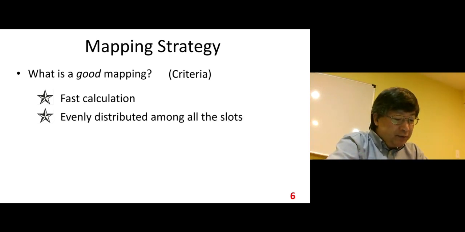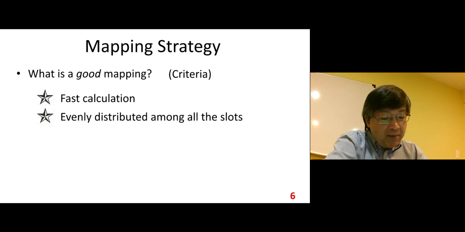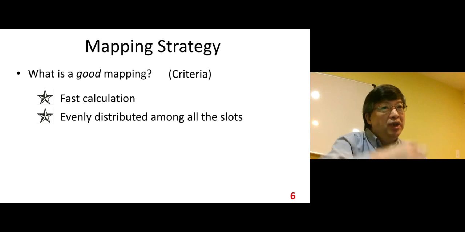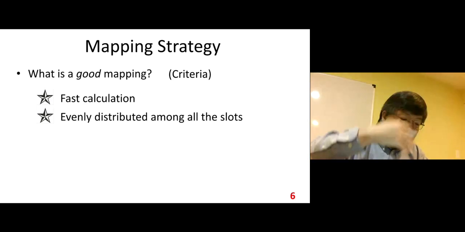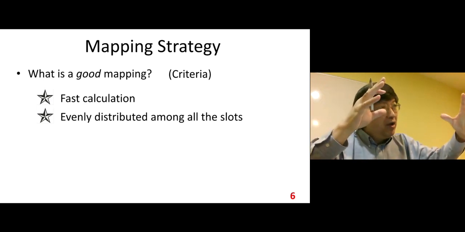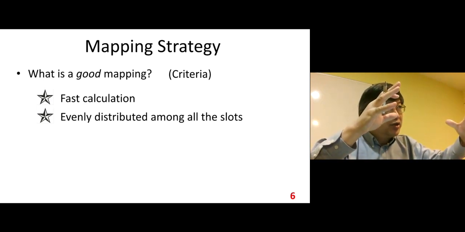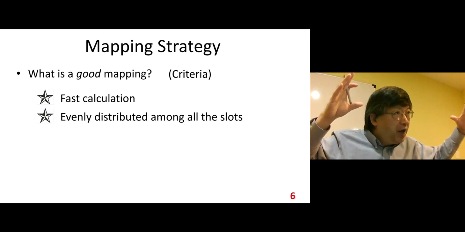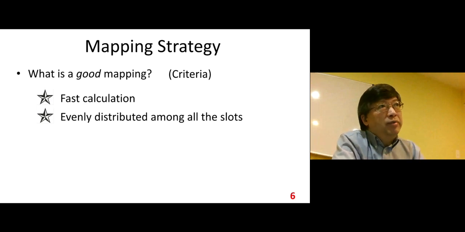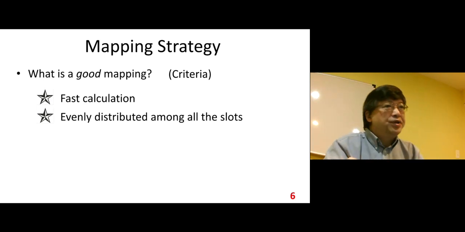Second, evenly distributed among all the slots. This is probably also important. Evenly distribute the mapping locations among all the slots. If your mapping is really bad, so you map most of the keys into a small number of slots, that will be very bad. The performance will be extremely bad. So that's why the second property is also important.